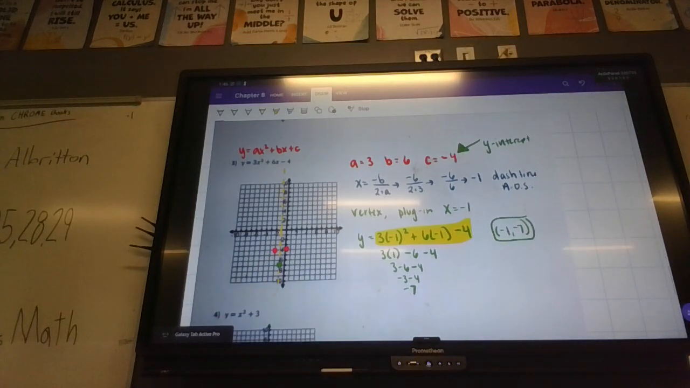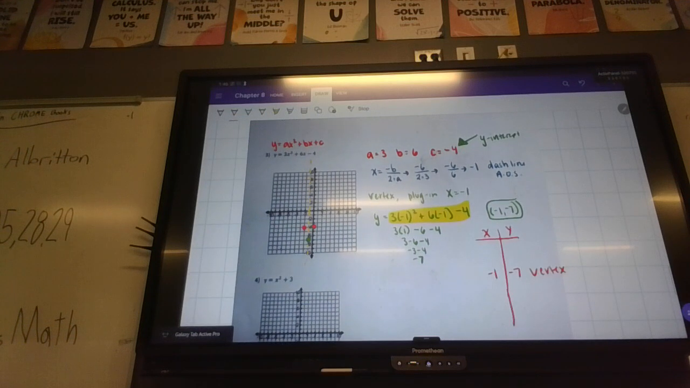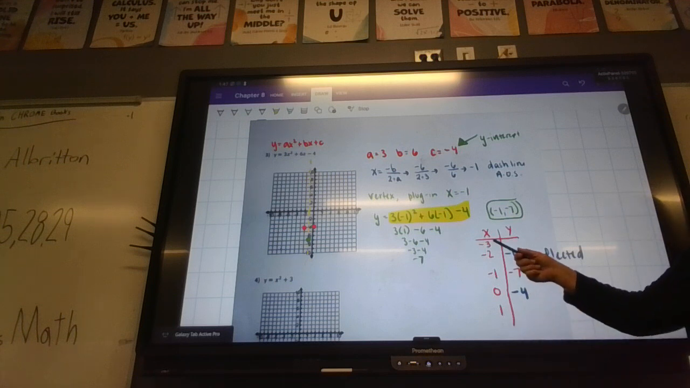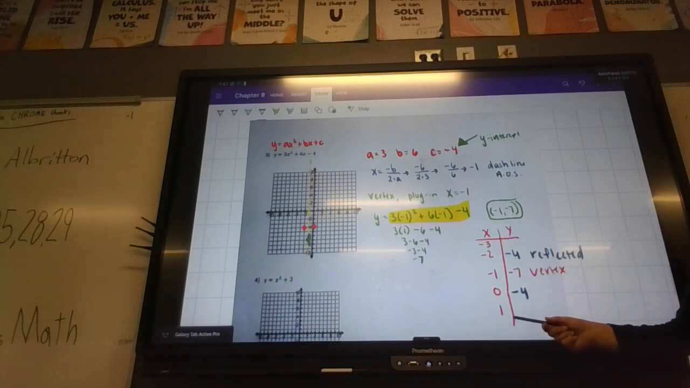But the next step is to make a table. -1, -7 is the vertex that goes in the middle. And then you do -2, -3, 0, 1. The vertex is the middle of the graph, so it's the middle of the table. We already know 0, -4, and -2, -4 because we reflected. And so really we just have to plug in, again, 1 or -3. You get to pick which one you do. So I say we do 1.